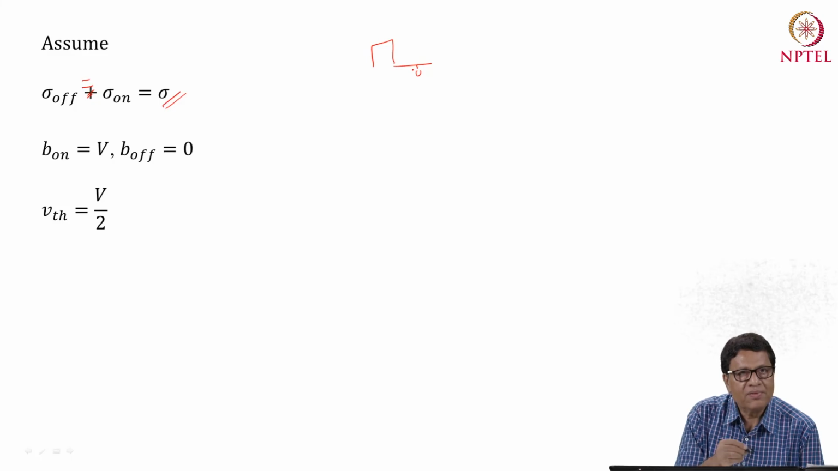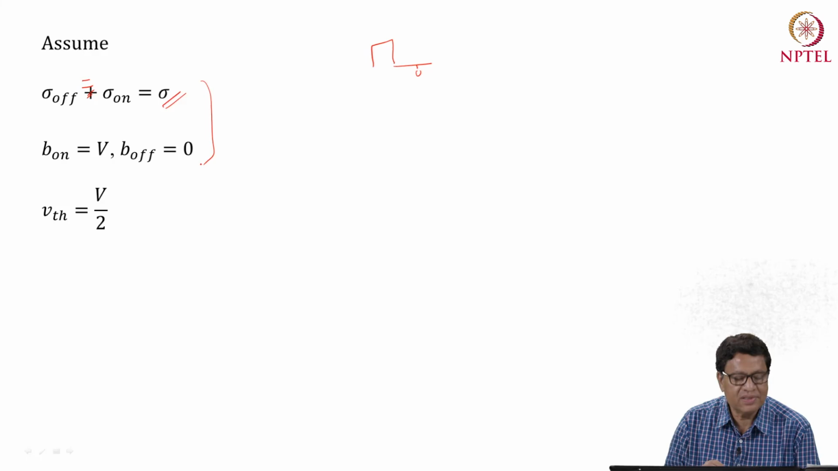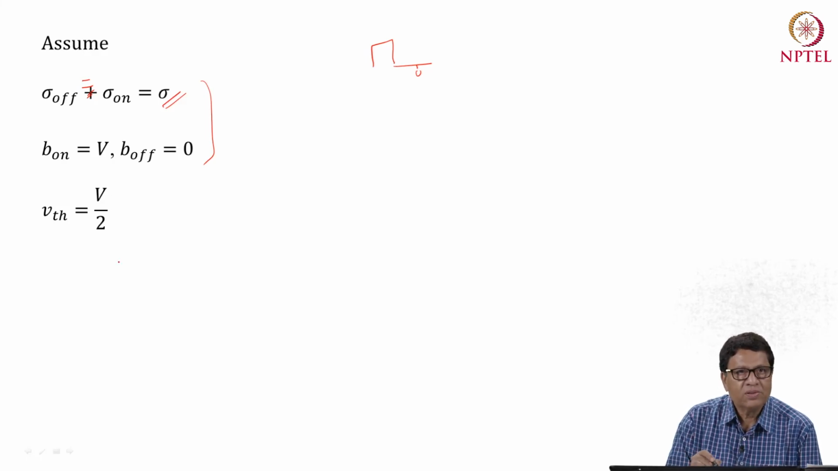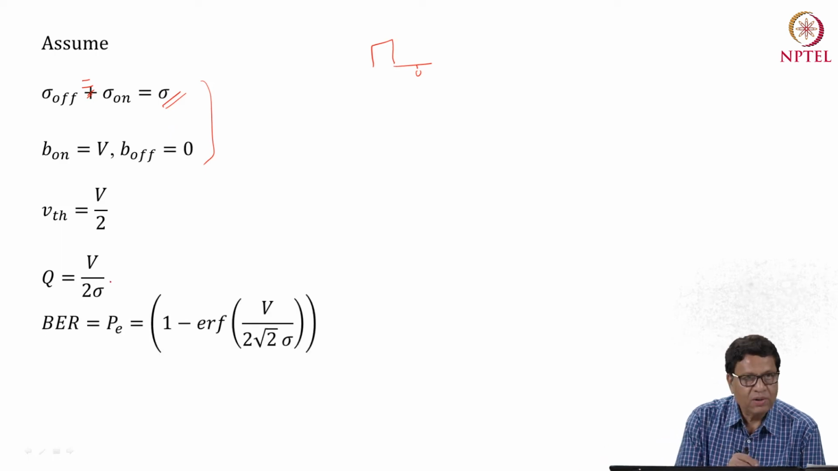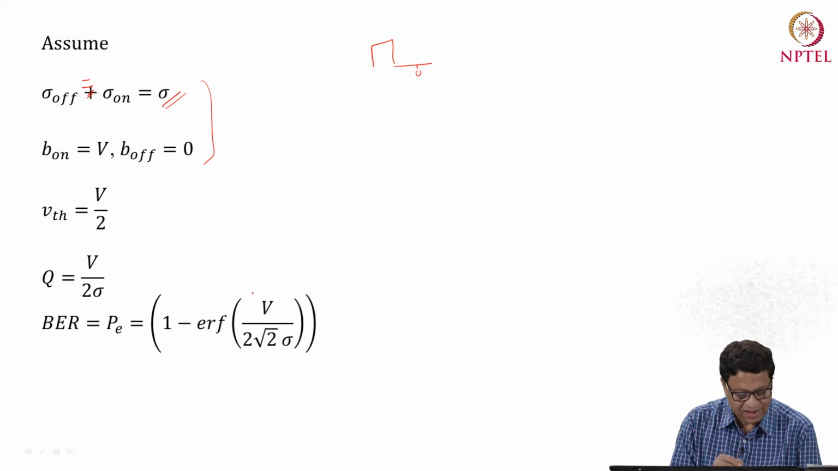So if I put the value into the expression which had all these 4 quantities, I get VTH as V by 2, that is exactly in the middle. So if my threshold is in the middle under these conditions, then the BER will be minimum. And Q, the factor using this, is V by 2 sigma. If I put this value of Q in the expression which I had calculated, the BER will be half times (1 minus erf(V by 2 root 2 sigma)).